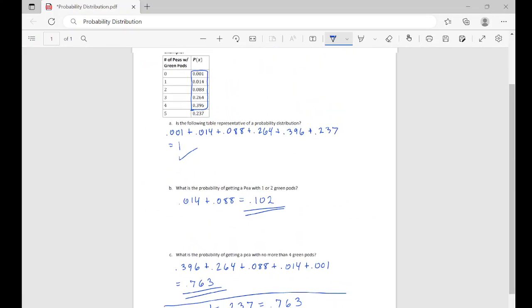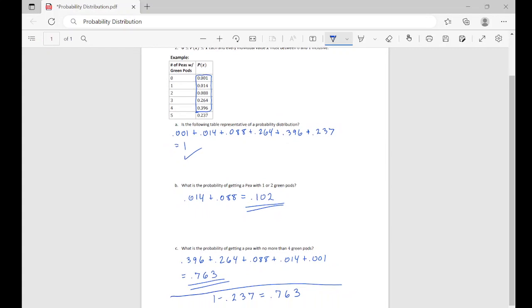So here is all the work and the table for each question for a probability distribution table.